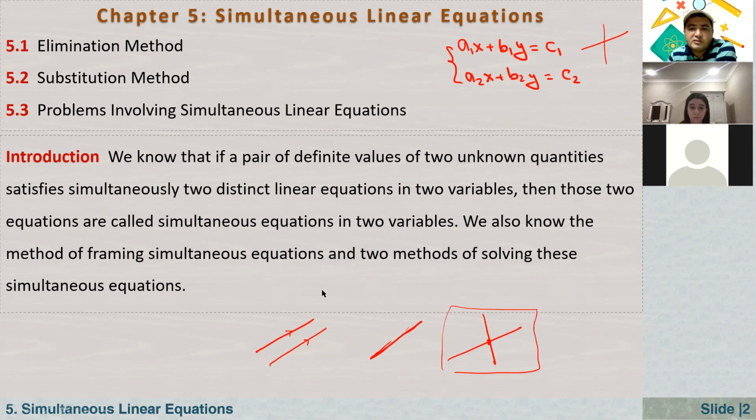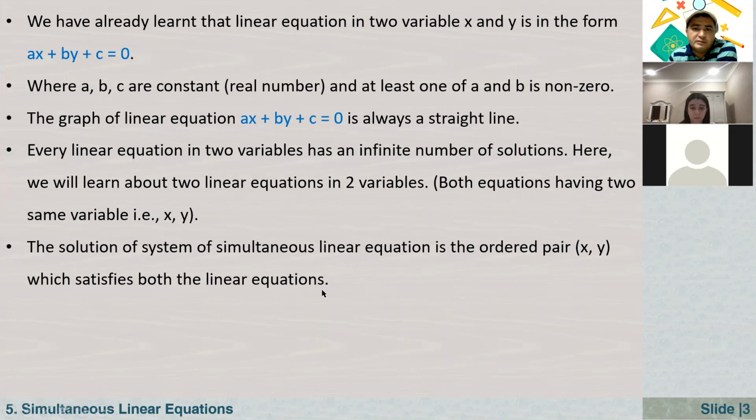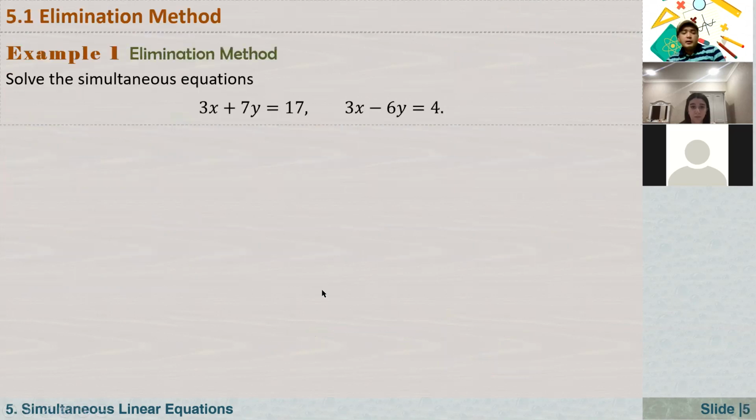Okay, so now we will start this class with the elimination method. Suppose that we are given two linear equations, both linear. Maybe you know how to solve these equations, but here I want to introduce you to these concepts and terminologies, okay? What we mean by elimination.